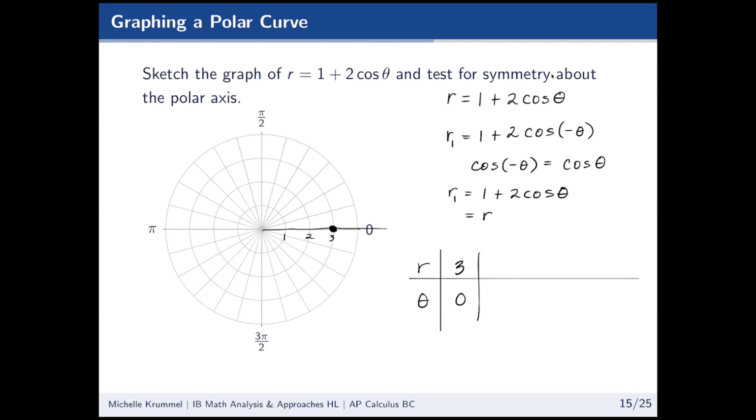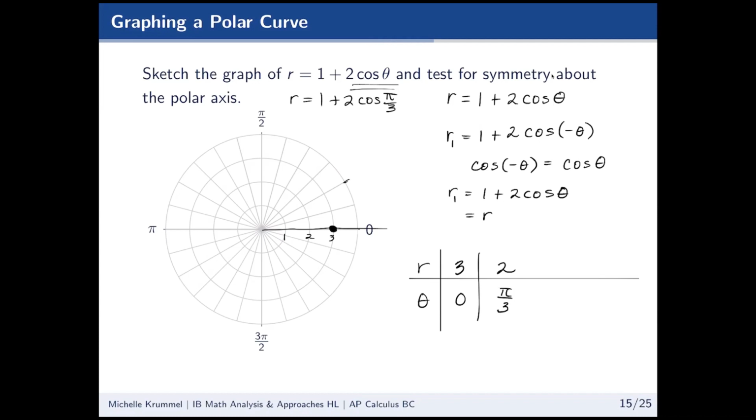All right, what should we try next? We can try pi over 2. That's a pretty big jump. I'm looking at the equation and thinking what's going to be easy to take the cosine of. It's easy to take the cosine of 60 degrees. So let's try that one next. And 60 degrees would be pi over 3 for the angle. And then r would be 1 plus 2 times the cosine of pi over 3.